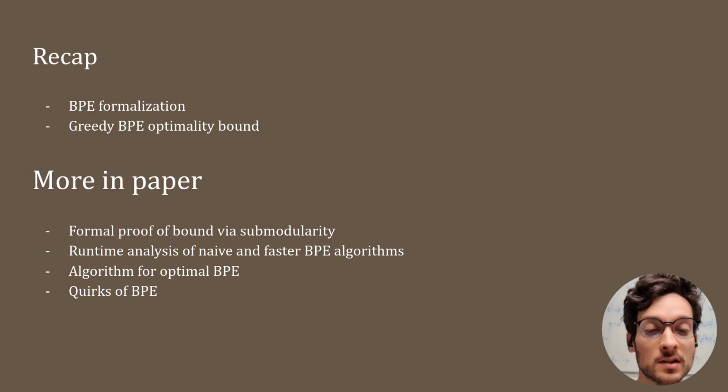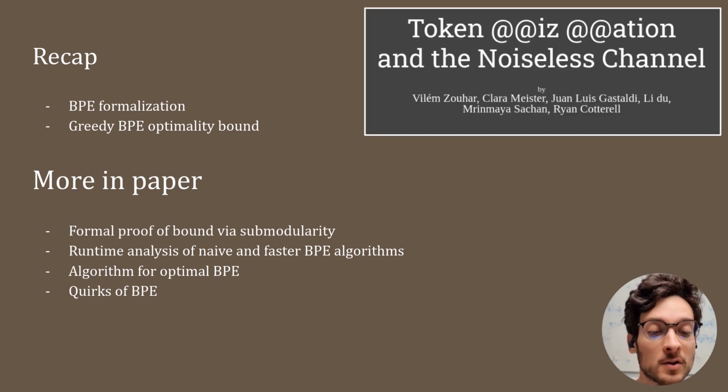The main contribution is the just discussed bound of greedy BPE utility, but the formalization itself is also very important because it helps us understand what's actually going on in the optimization problem. Apart from that, we also discuss various algorithms for the greedy BPE and also provide an algorithm to find the optimal BPE merge sequence.